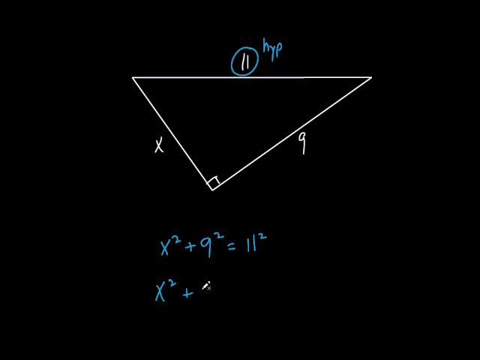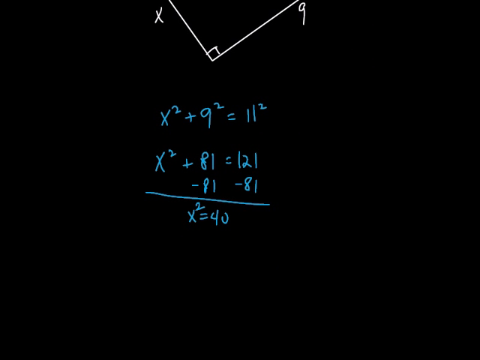So let's get 9 squared is 81. 11 squared is 121. We subtract 81 from both sides, and we get 40. X equals 40. Oh, sorry, not x equals 40. Sorry about that. X squared equals 40. And now we're going to take the square root of both sides. We take the square root of this side, take the square root of this side. So x equals the square root of 40.